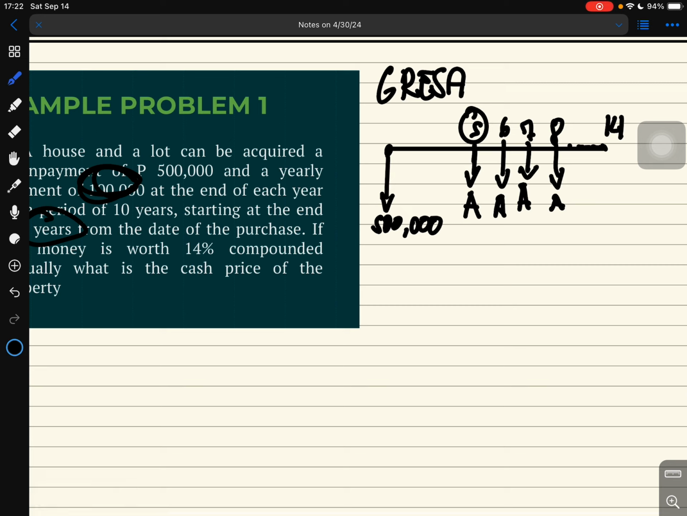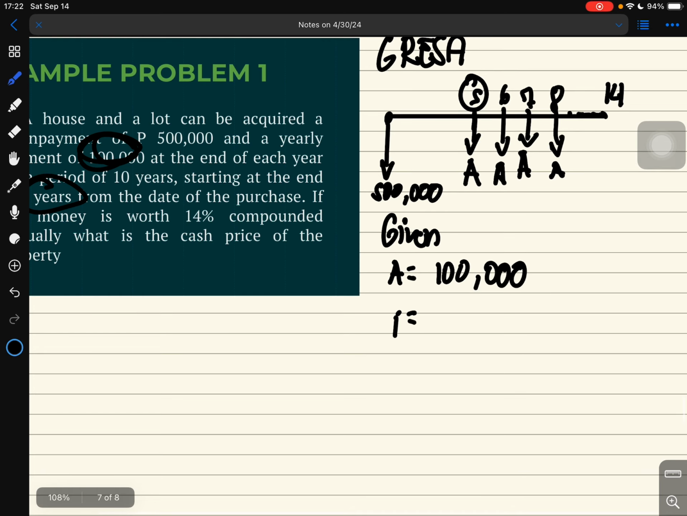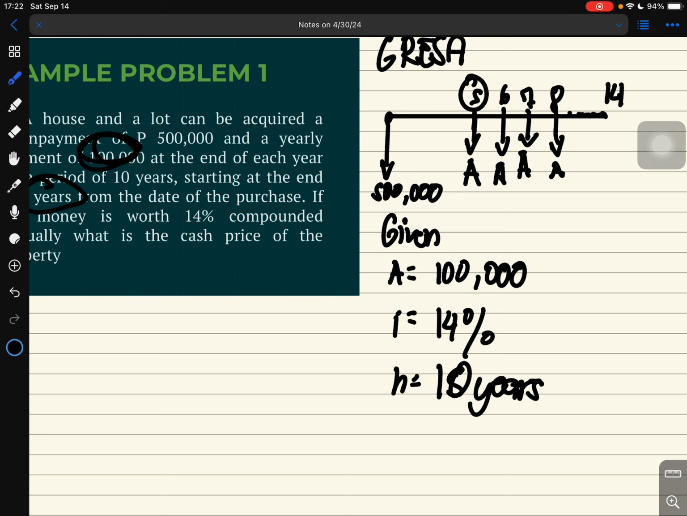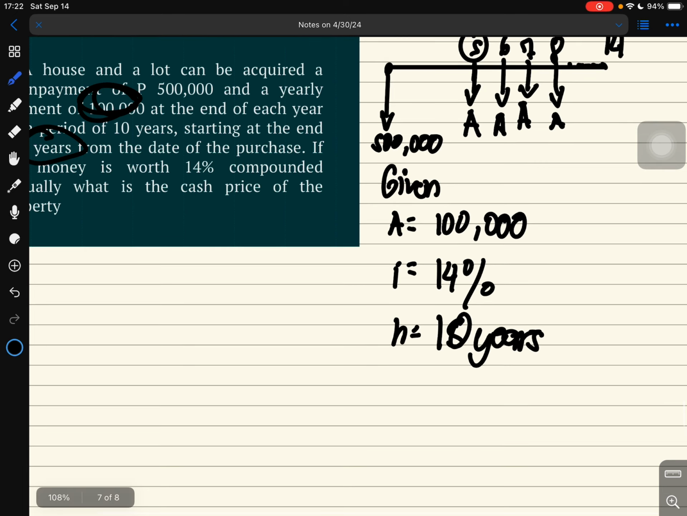So, ano ang required natin? Ano ang given natin? Our given is, ang annuity natin is equal to 100,000. Our interest is equal to 14%. Then, meron tayong N, which is 10 years. Now, our required is, hanapin natin ang cash price or ang present value.